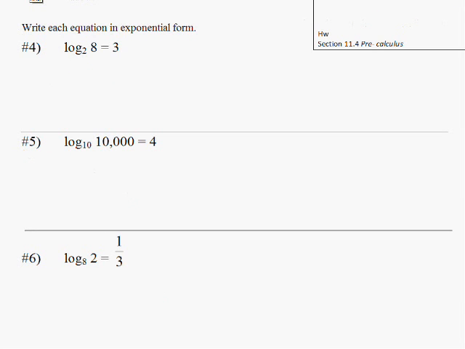4, 5, and 6, write the equation in exponential form. So what we just did, but backwards. Base is 2, exponent's 3, equals the argument, which is 8. Notice once again the bases are the same. What was by itself is the exponent. What was the argument goes by itself.